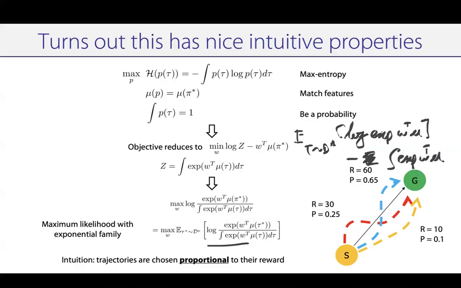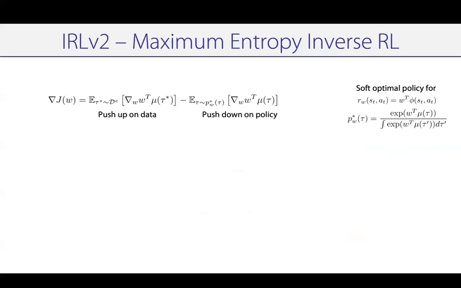And then you try to take the gradient of them, or sorry, log integral. You take the gradient of them, and you come out with this expression. This expression intuitively makes sense. It says that push up all the stuff in the data and push down all the stuff that is drawn from the soft optimal distribution. And so the soft optimal distribution is this distribution.